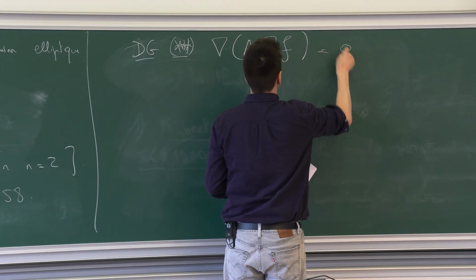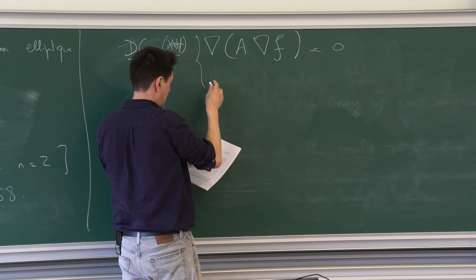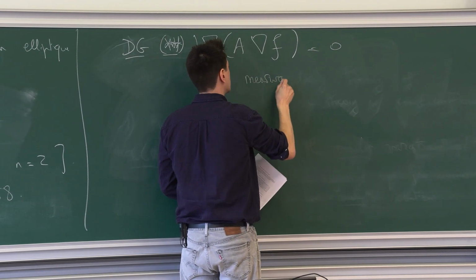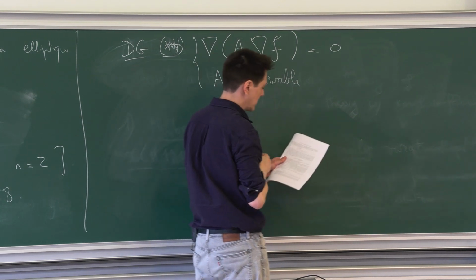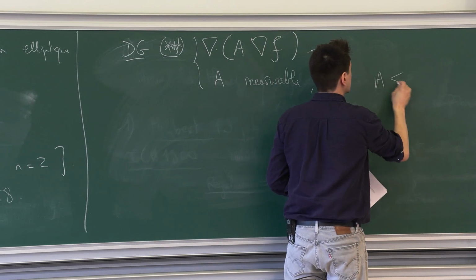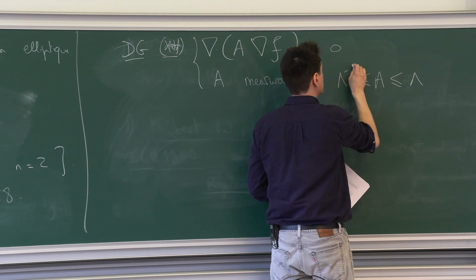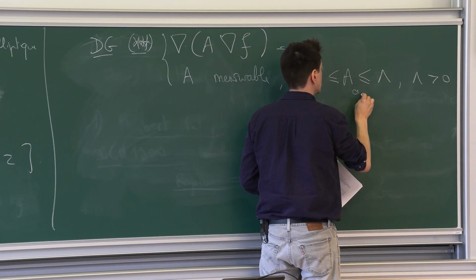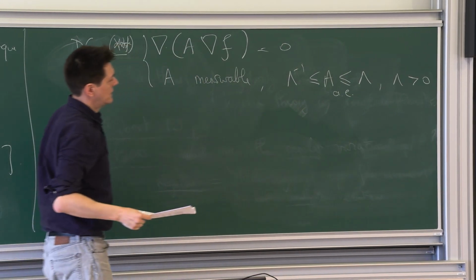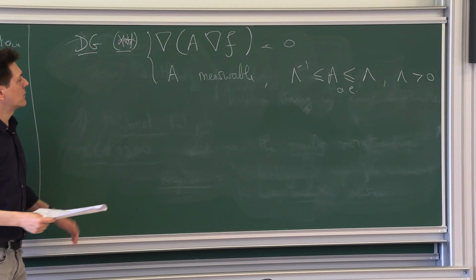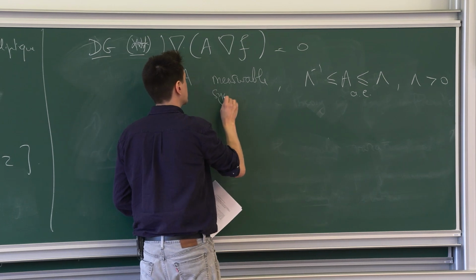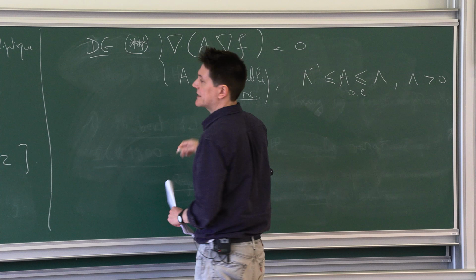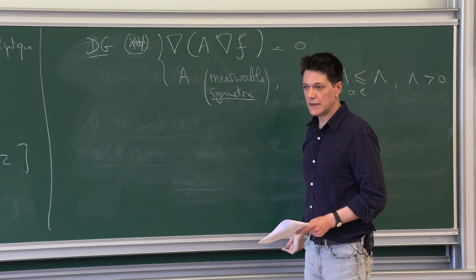So he considered this equation, and you take a matrix to be an a priori given matrix of coefficients that is measurable and that satisfies these bounds almost everywhere. So we have a matrix that is bounded, symmetric, sorry, it's a symmetric matrix. So you can see that A is meant exactly to be the second order derivative of L, taken at grad U.